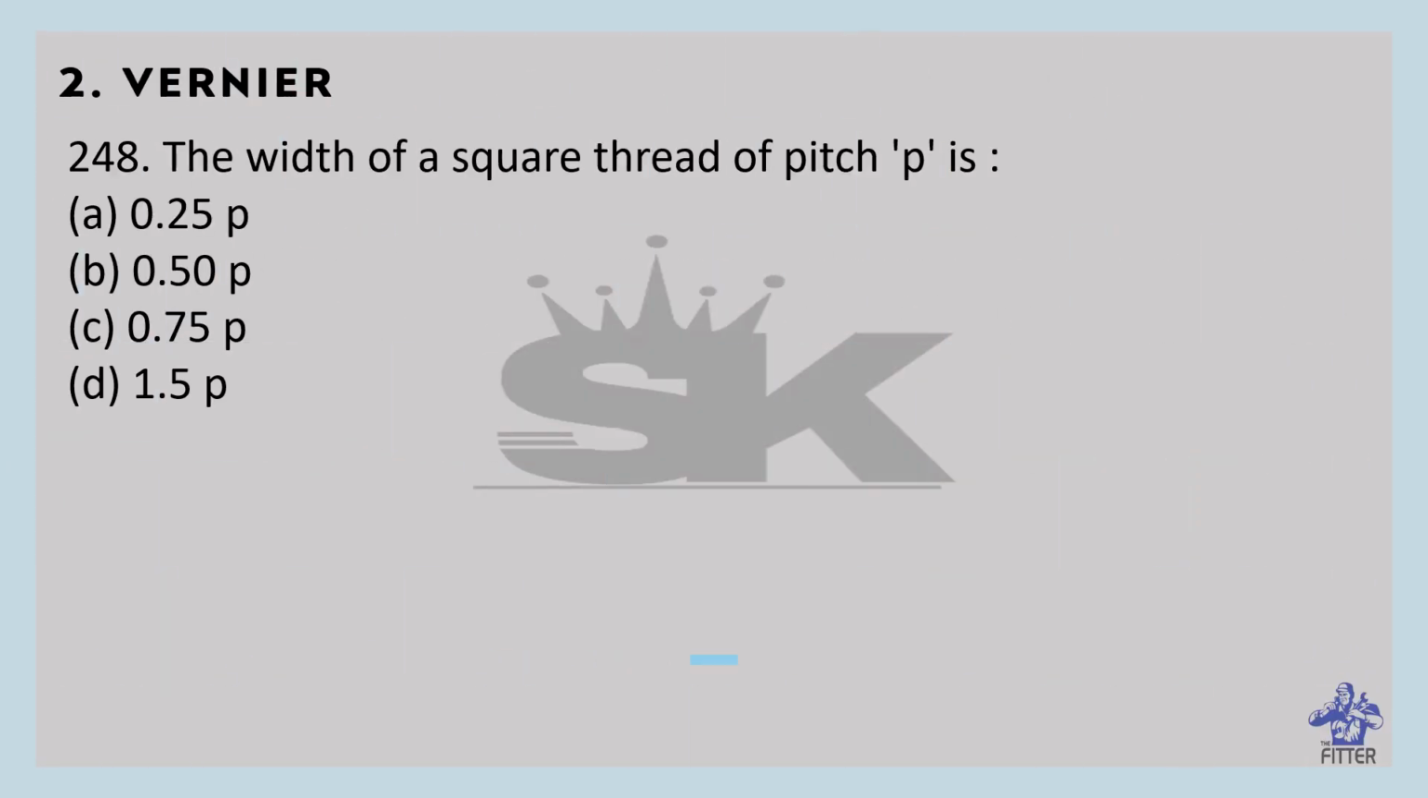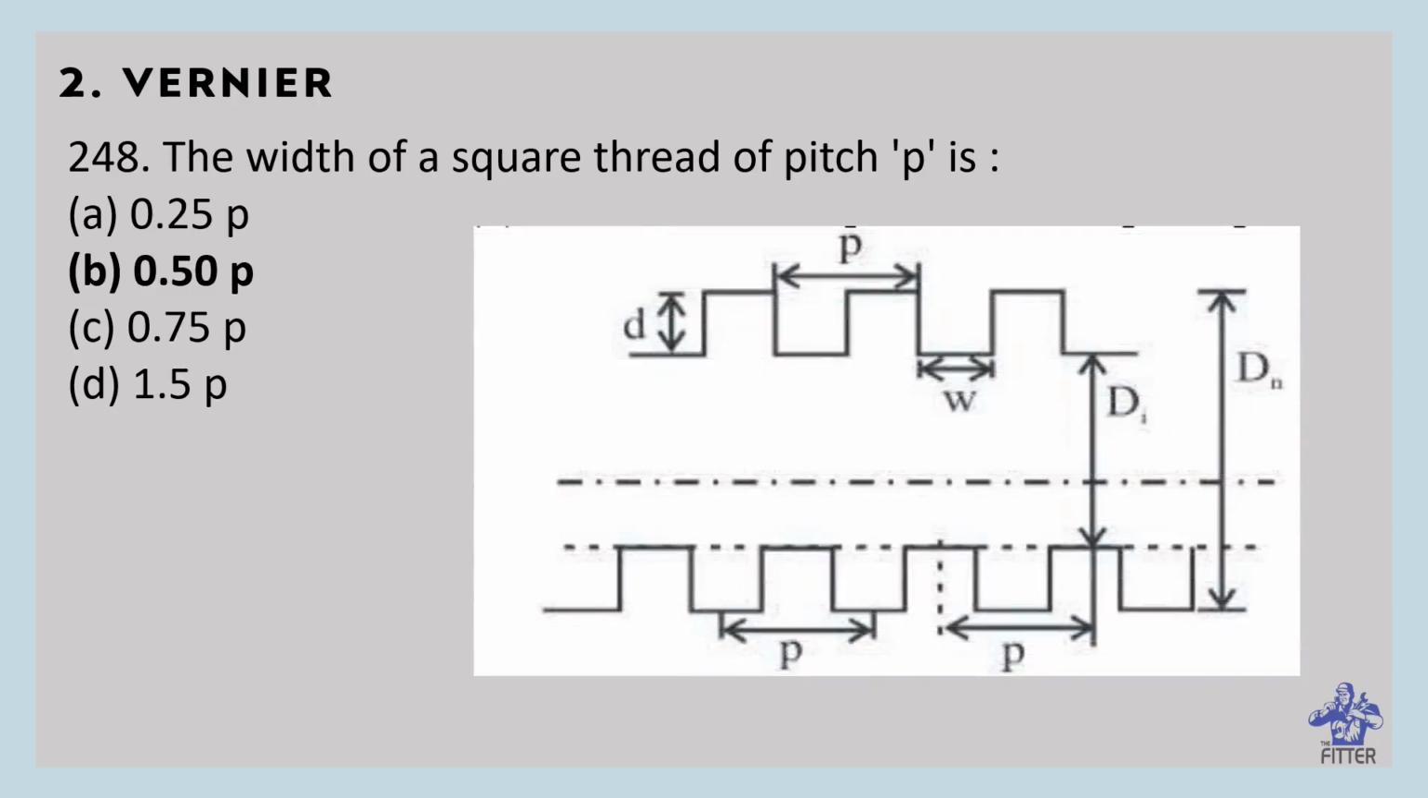The width of a square thread of pitch P is 0.5 pitch. Okay. Option B. You can see it here in the image. Here, the width, you can observe, this is the width, which equals pitch by 2, half of the pitch. So that equals 0.5 pitch. Okay.